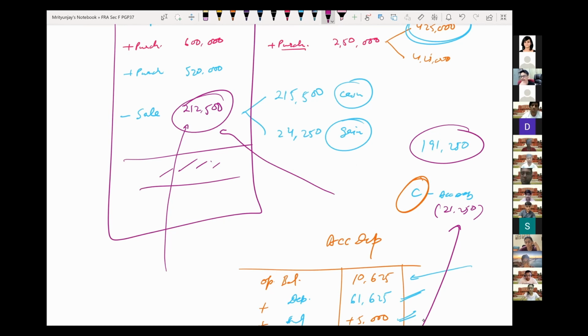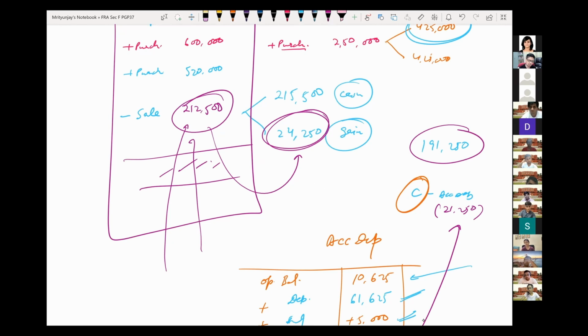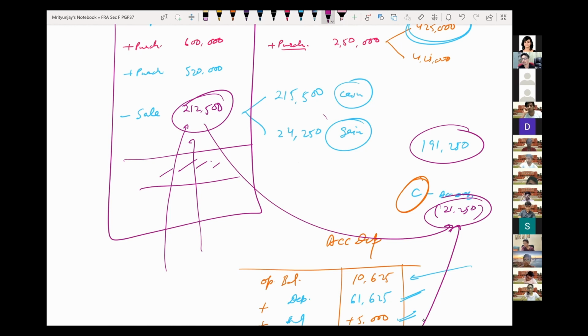So that is the cost at which we bought the machine initially. When initially you bought this machine, you bought it for 2,12,000 something. Then you kept on depreciating it. Basically, so far as on the date of sale, you have depreciated already 24,000 something out of it. Then you are selling it for, you have already depreciated 21,250 out of it. Then you are selling it for a profit of 24,000 something, and that is how we are getting 2,115,500.